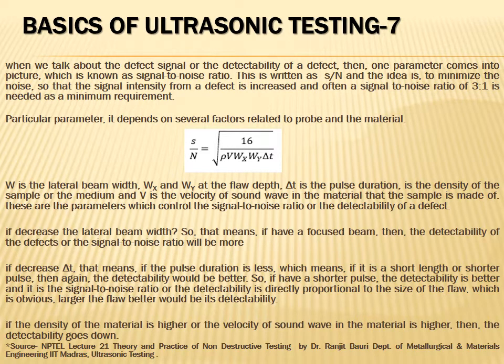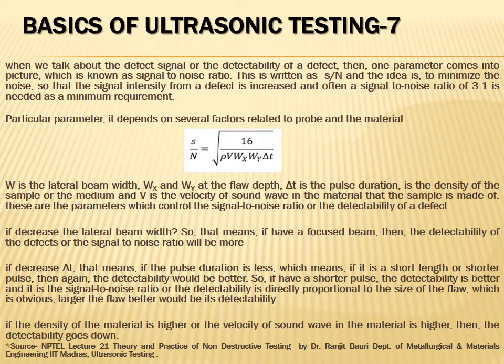So if, for example, if you decrease the lateral beam width, that means if you have a focused beam, then the detectability of the defect, or the signal to noise ratio, will be more. Similarly, if we decrease the pulse duration, which means a shorter pulse, then again the detectability would be better.